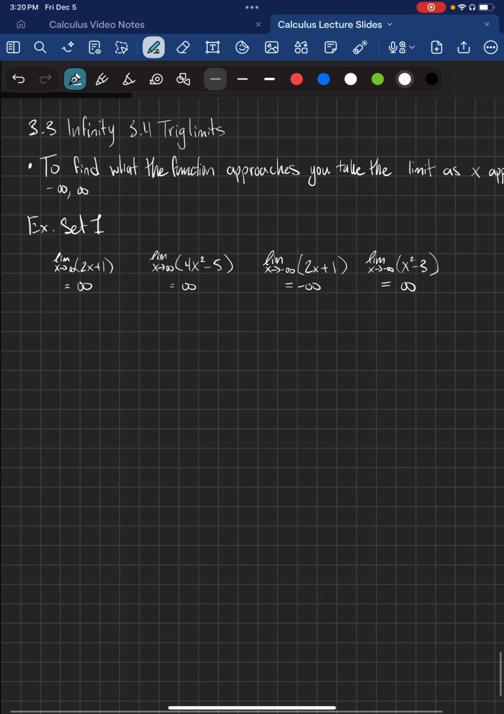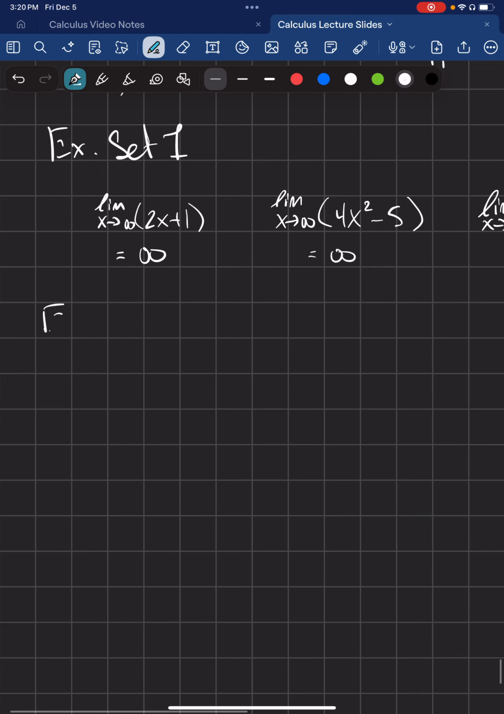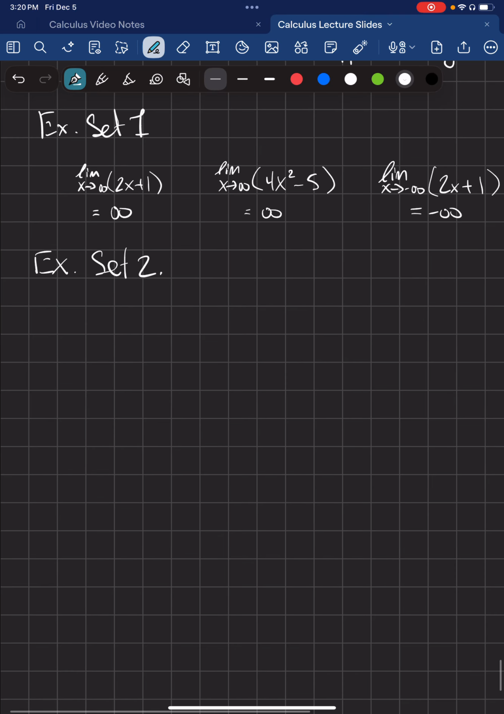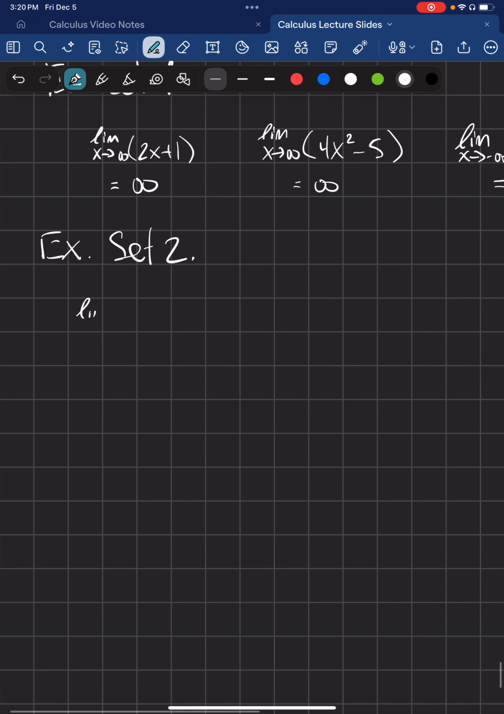Now, those are the easy versions of limits. Then for the next, I'll say here, set 2. Let's say we have the limit as x approaches infinity of the function x plus 2 over 2x.